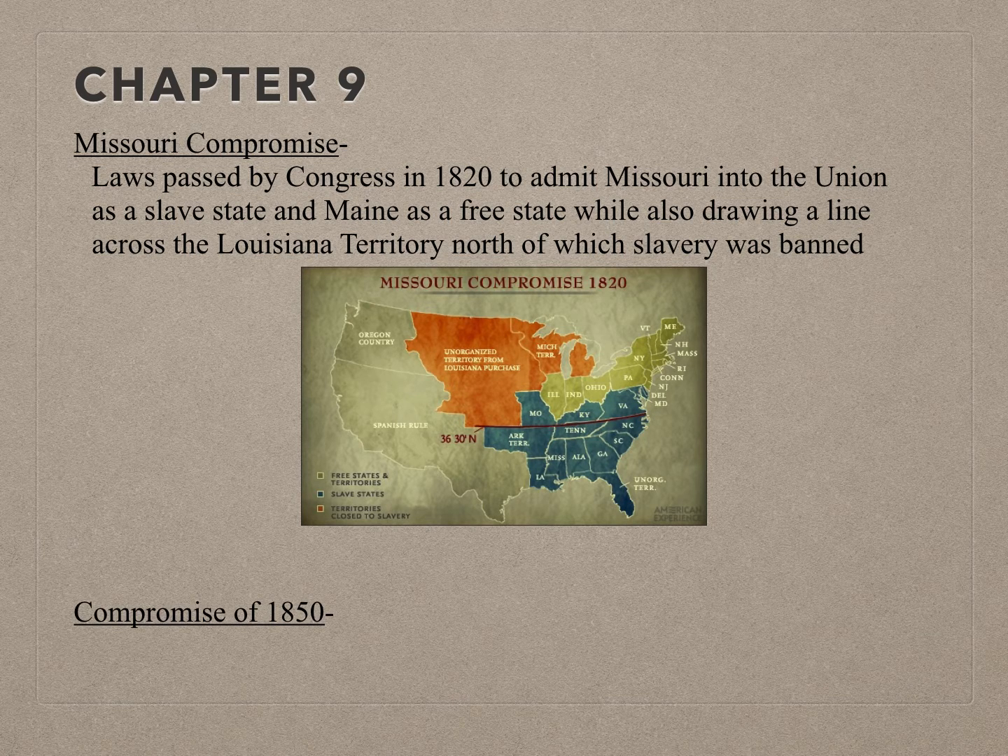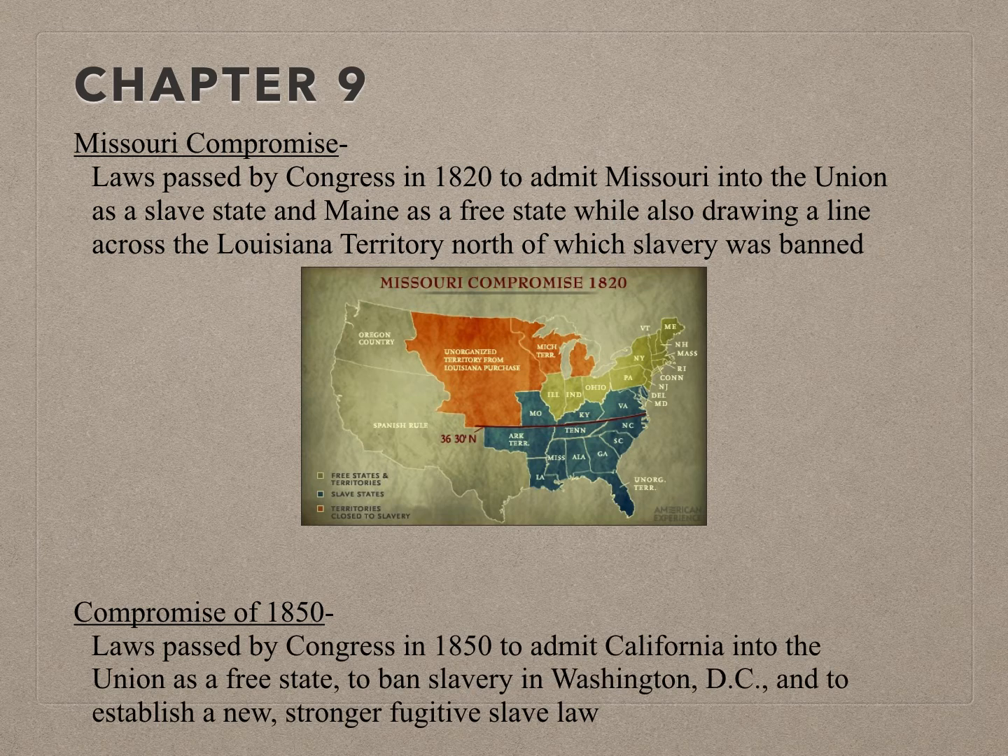Our next term is the Compromise of 1850. And these were a series of laws passed by Congress, again as a compromise. They did a few things. They admitted California into the Union as a free state. It banned slavery in Washington, D.C., and it established a new, stronger fugitive slave law. In our next definition, we'll cover that in a little more detail. Again, pause this as you need to get the definitions down.